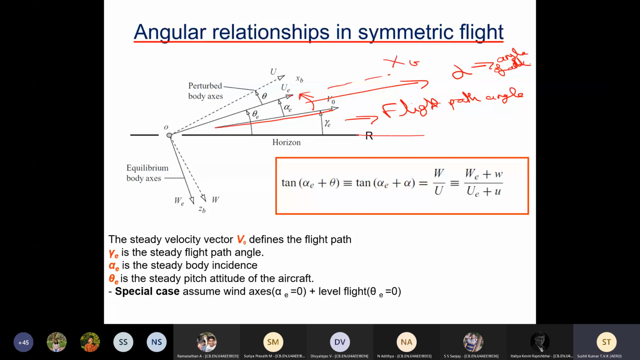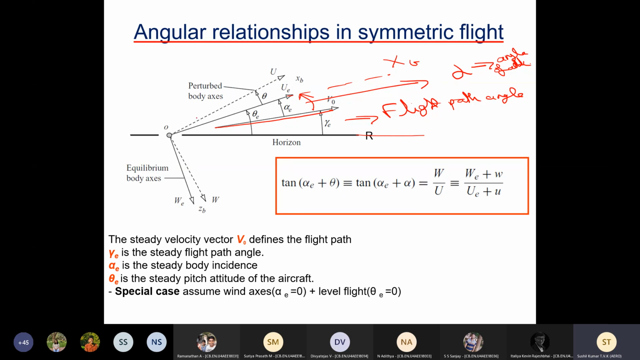Just out of curiosity, some books use angle of incidence, angle of attack, and there is one more angle called the Rigger's angle. Okay. Just try to find out what it is. I am not going to tell you what it is. So is there any difference between all three, or is it all the same?